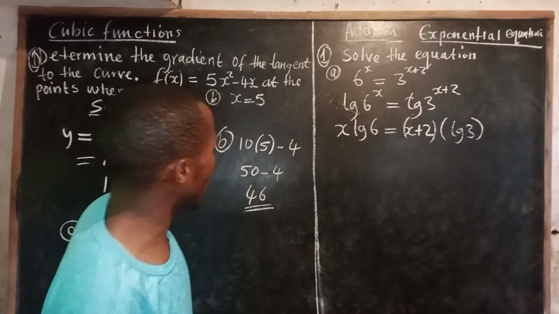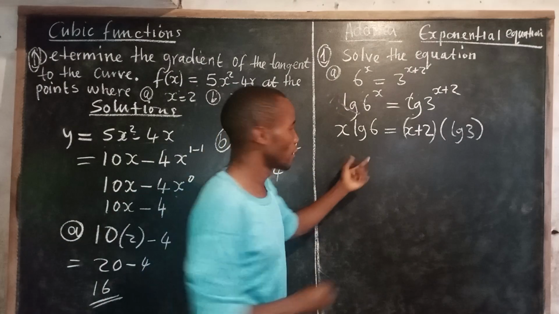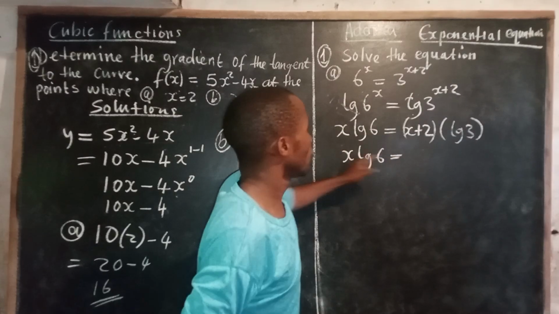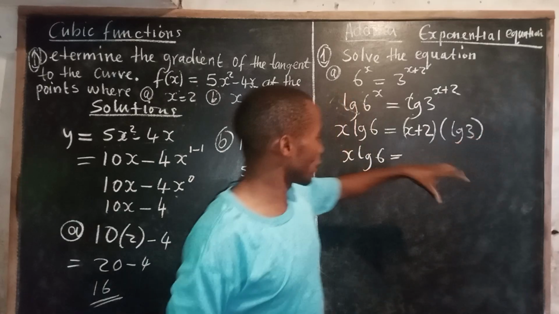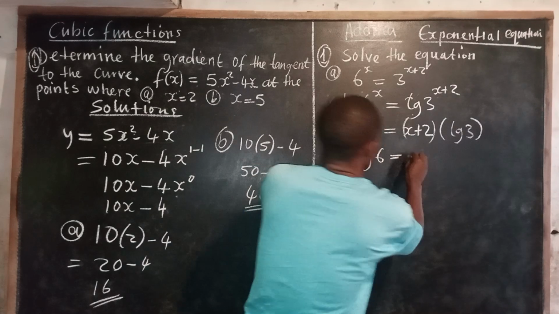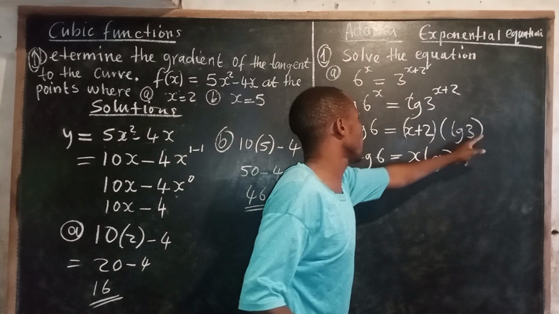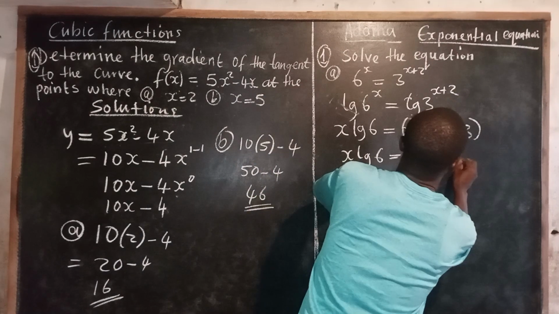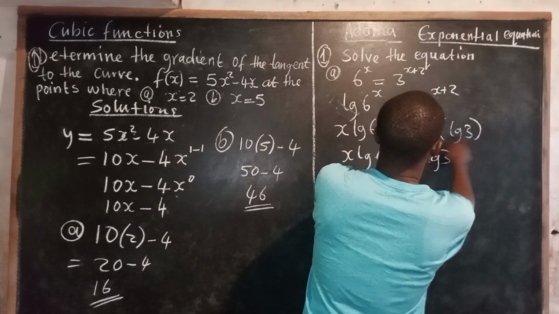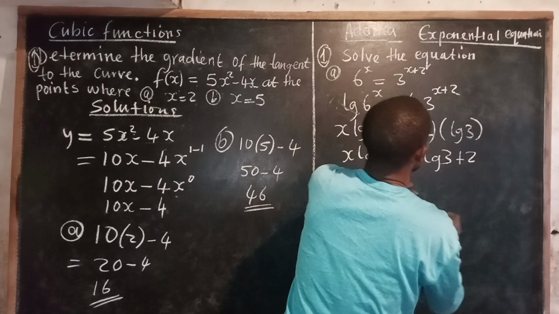Then from there, we do the calculations. Let us first bring this one down: x log 6 base 10 is equal to log 3 base 10 times the bracket. We want to expand this one. So log 3 base 10 times x gives x log 3 base 10. Then again, log 3 base 10 times 2. Inside the bracket we have a plus, so when we multiply, we are going to have plus 2.